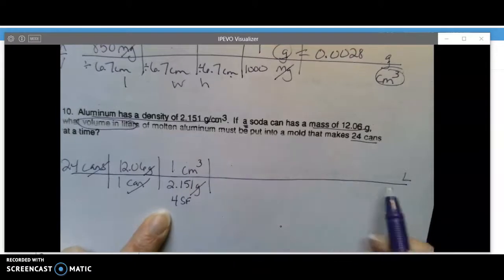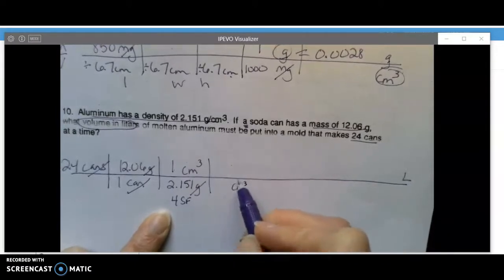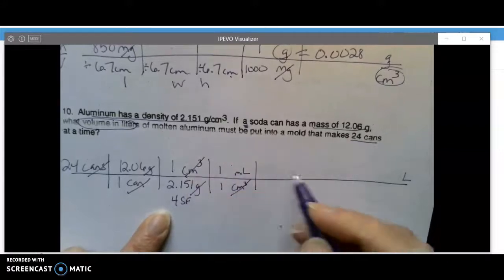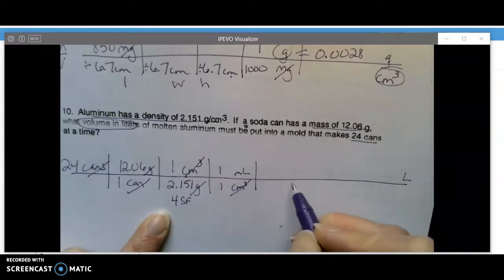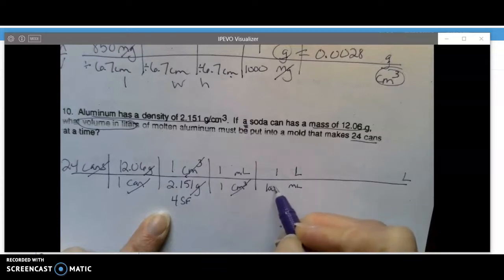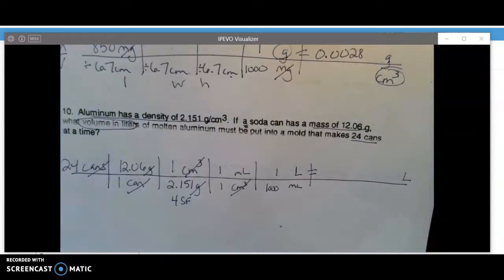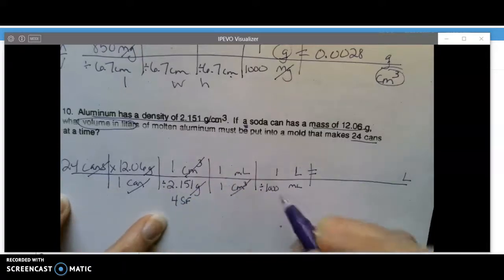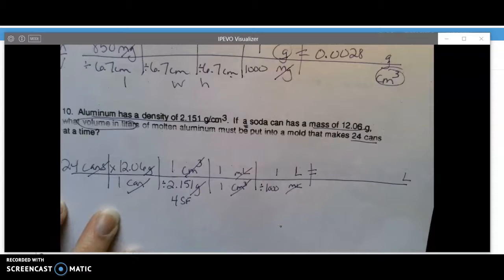So I've got to get centimeters cubed to liters, so the only way I can do that is cubic centimeters and milliliters. Those are going to cancel, and then milliliters to liters. So milliliters has to go on the bottom, liters on the top. 1 liter is larger, 1,000 milliliters. Okay. And then we're just ready to multiply on the top. 24 times 12.06 divided by 2.151 divided by 1,000. Again, my only unit left is liters.